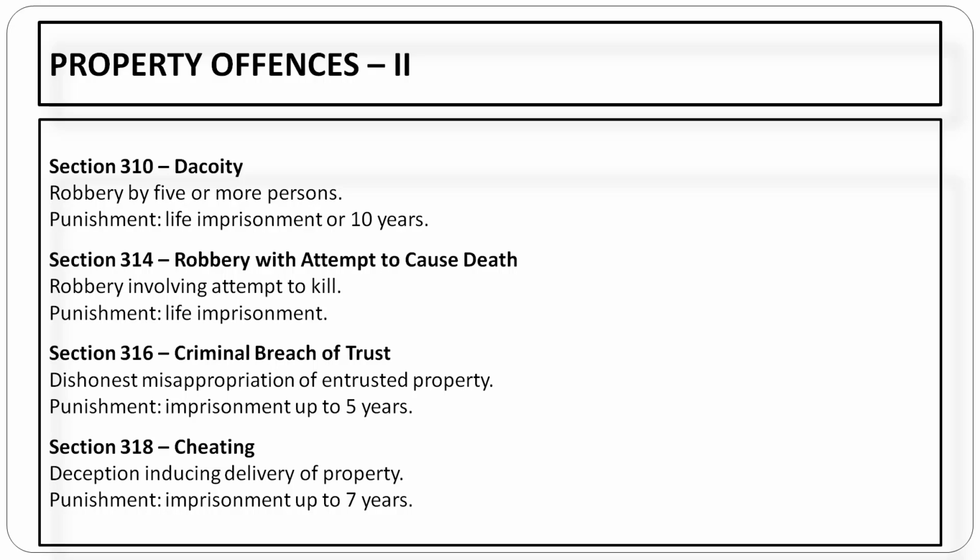The next one is section 314. It applies when robbery is committed along with an attempt to cause death. It covers situations where the offender tries to kill or cause very serious harm during the robbery. The intention and violent conduct make this offense extremely grave. Actual death is not necessary for this section. The law treats such acts very strictly. The punishment is life imprisonment.